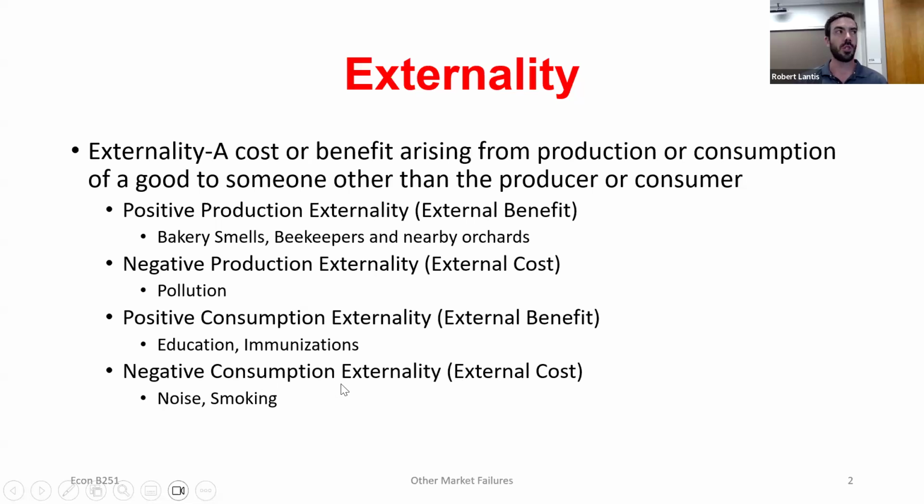You can also think about if someone's smoking and you walk by them. At least my personal preference is I don't like the smell of cigarette smoke. So if someone else is consuming a cigarette, I'm not a producer or consumer of cigarettes, but I bear this additional cost, which is I have to walk through this smoke. Okay. So we've got external benefits and external costs, or positive and negative externalities, and they can come from the production or consumption of a good.